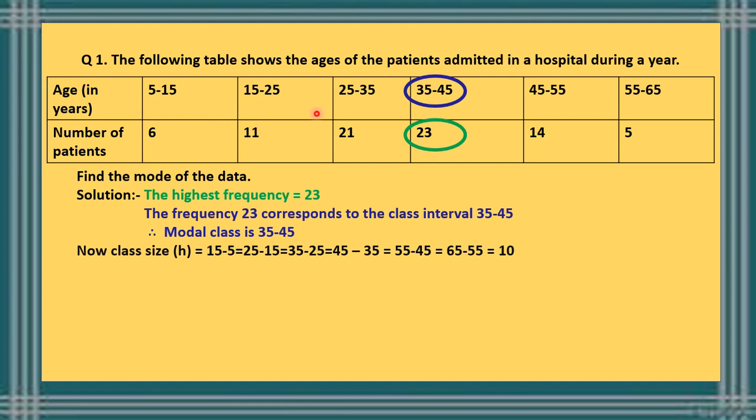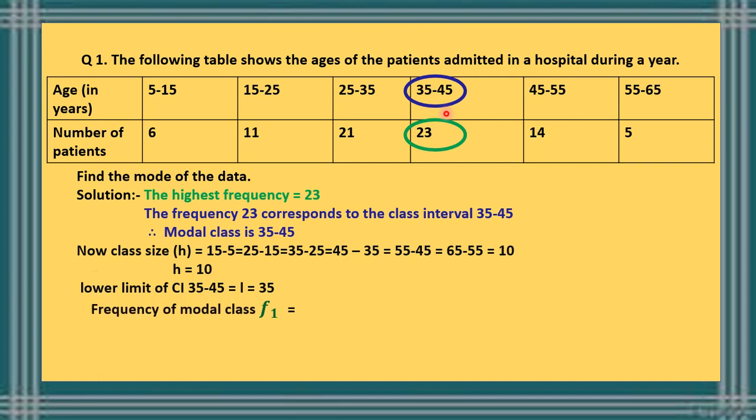In these class intervals we have the class size, that is upper limit minus lower limit. It is 15 minus 5, or 25 minus 15, which is also equal to 35 minus 25, which is also equal to 45 minus 35. In this way we get the difference between the upper class limit and lower class limit as 10. So the class size is the same for all the intervals, that is the class height. In this problem it is 10. Height is 10.